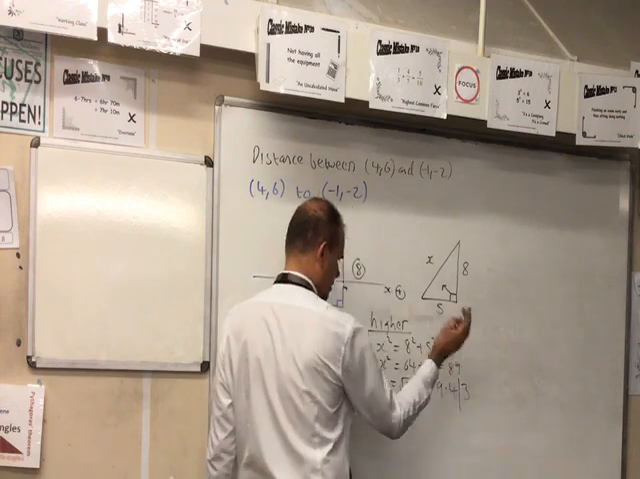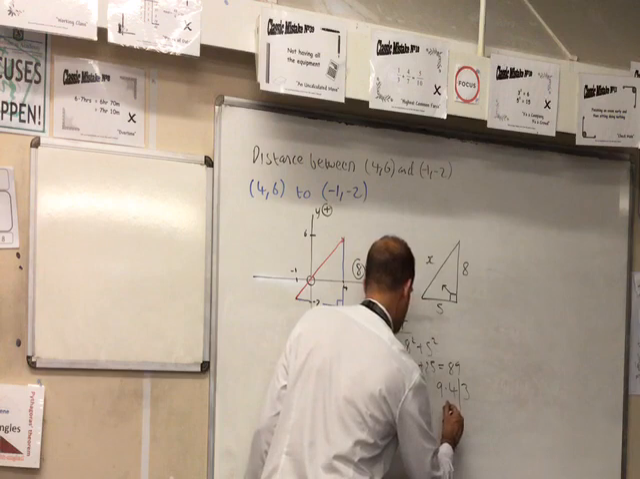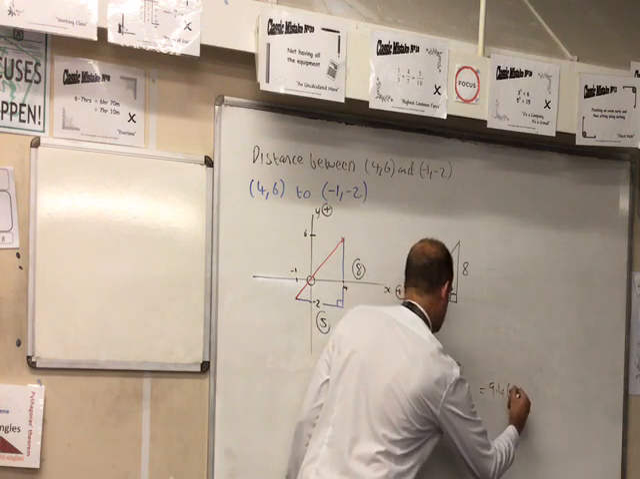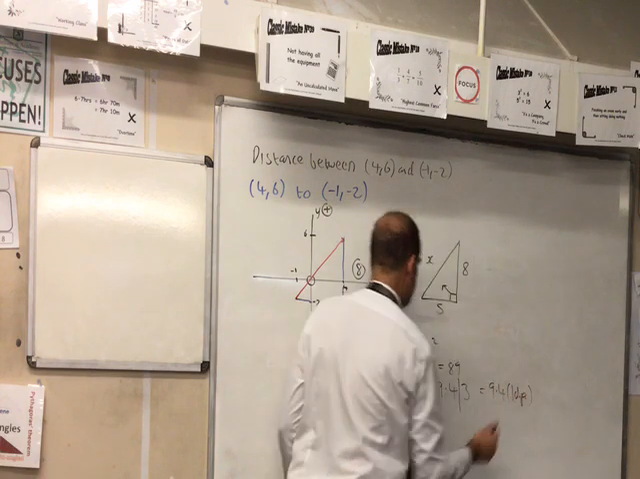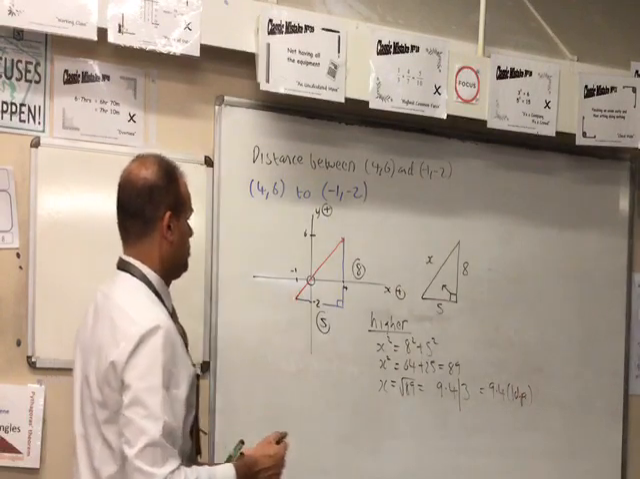If that was 5.1, that would go up to 9.5, but it isn't going to go to that. So therefore, it's 9.4 to 1 dp. Done. Okay, and just go over this side here.